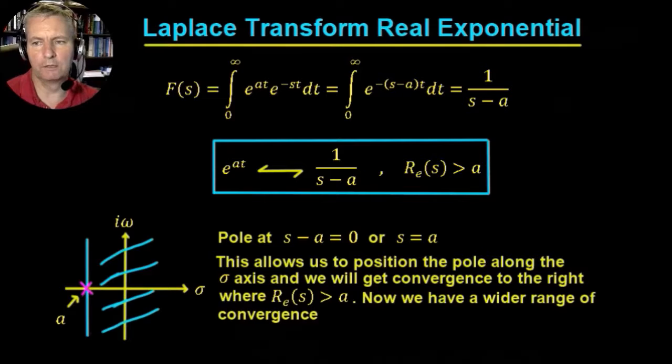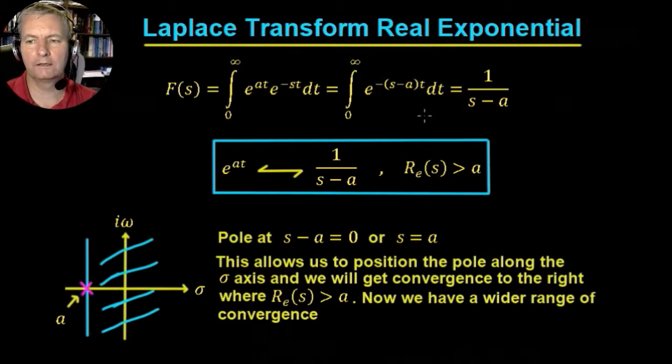So now let's look at the Laplace transform of the real exponential. The exponential is going to be this function here, e to the at, so it's a real exponential because a is a real number. To find the Laplace transform, we've got F of s is the integral from 0 to infinity of our function e to the at times e to the minus st dt. So that's the integral from 0 to infinity of e to the minus (s minus a)t dt.